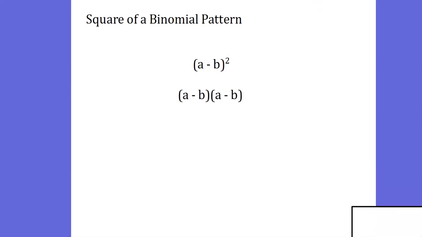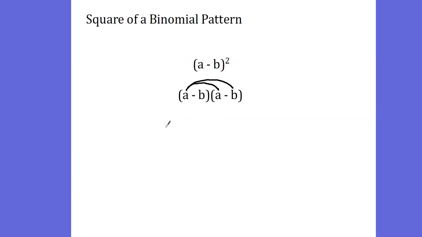You want to view this as a minus b times the quantity of a minus b. So anytime you square something, you are multiplying it by itself. And now let's just go through the foiling process and get this. So I'm going to distribute my a. This is the F part of FOIL.